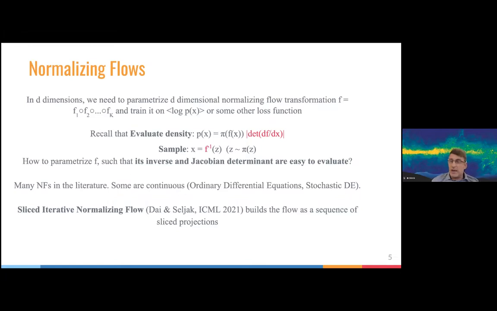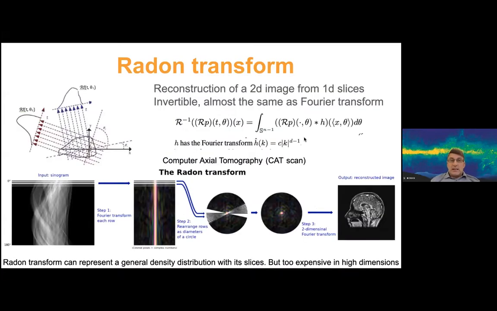There are many different ways to do this, which I will not discuss. You may have heard of masked autoregressive flows or spline neural flows, and some of them are continuous, as we just heard, for example, and then they become ordinary differential equations. There are also stochastic differential equation versions. The one I'll be talking about briefly is the one we have developed and published in ICML this year, and the idea is that we use slices.